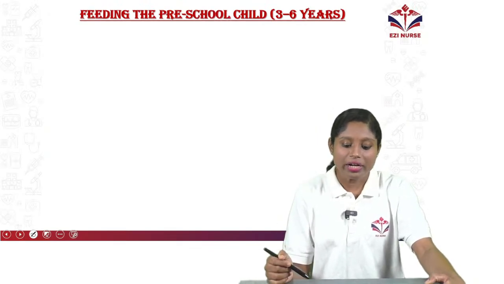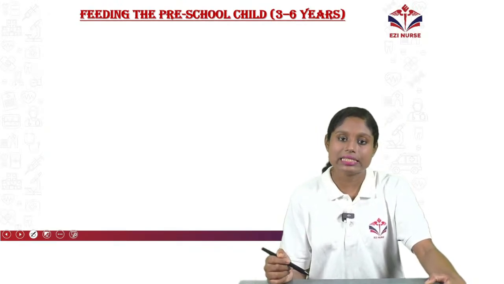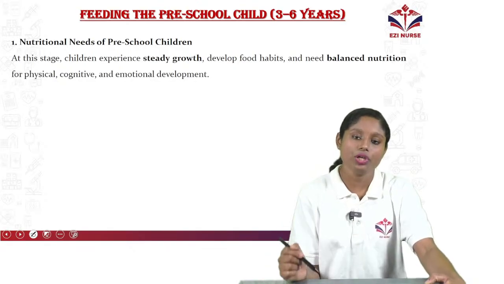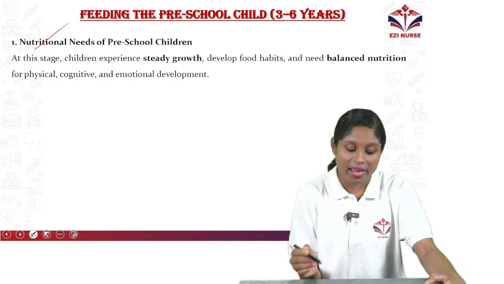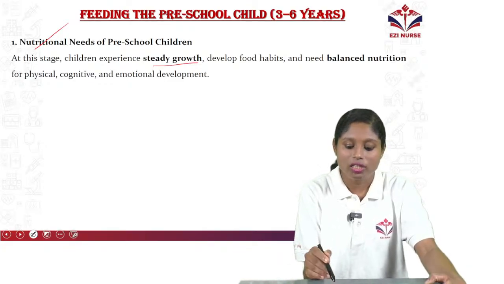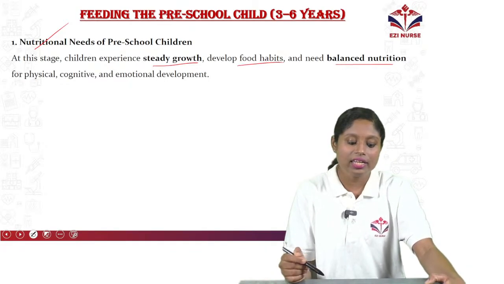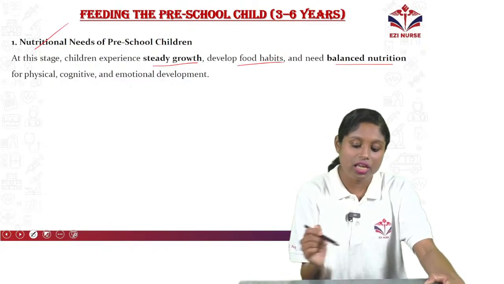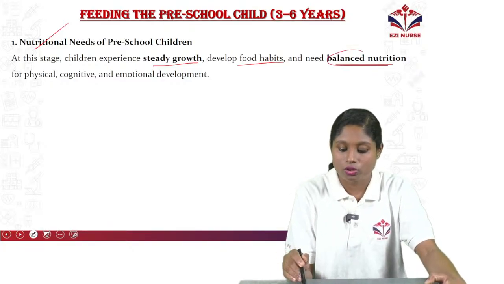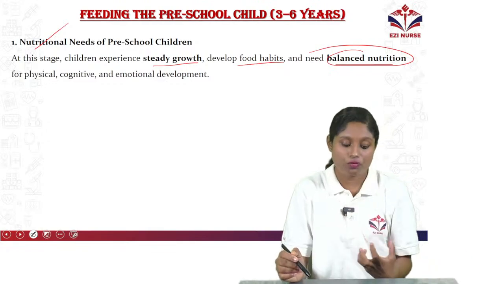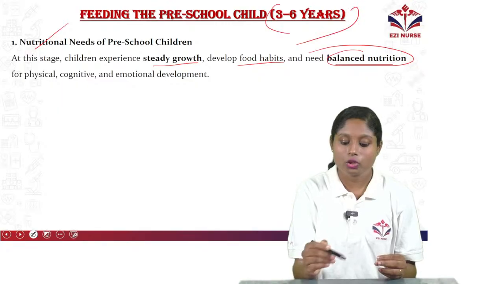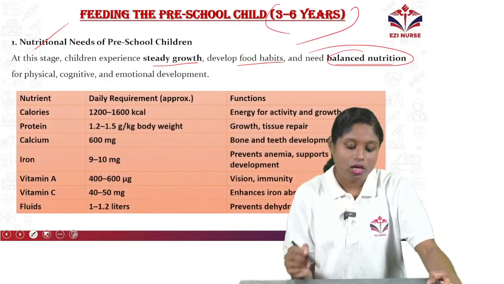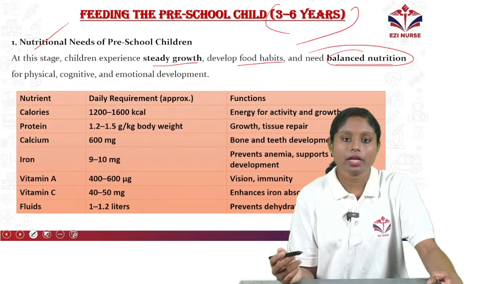Now coming to feeding the preschool child, 3 to 6 years. If the baby is 3 to 6 years, what do we need to do? So, nutritional needs of preschool children. At this age, children experience steady growth, develop food habits and need a balanced diet for their physical, cognitive and emotional development. So what are the nutrient requirements here?